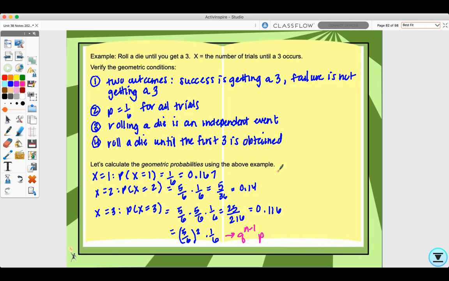So you would use geometpdf, with parameters p and x, and this is for on the nth trial. And then geometcdf would be on or before the nth trial.